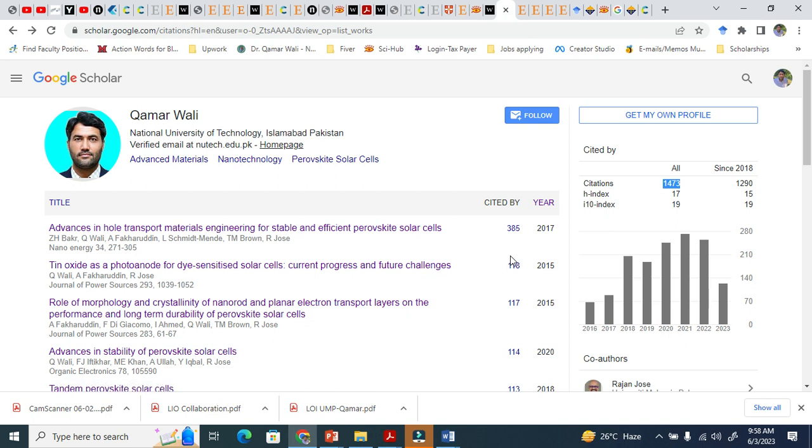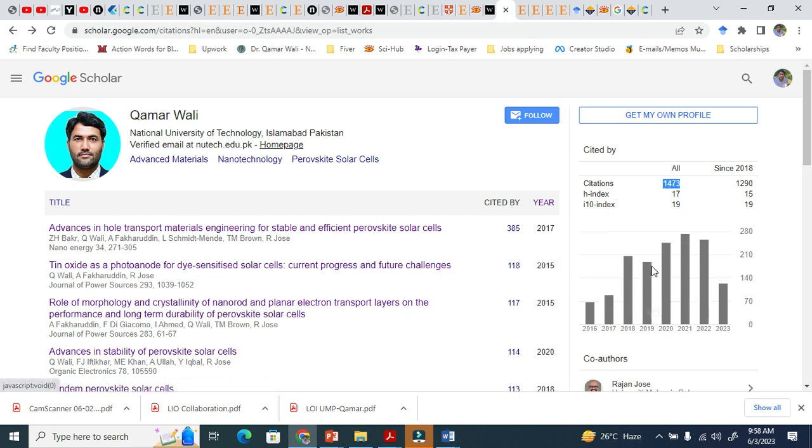This is what I say: if you are applying for a postdoc or PhD or whatever, people look into your profile here, Google Scholar or ResearchGate or Web of Science. So they're looking for citations, not the number of publications. Yes, the number of publications is fine, but when people cite your work, they acknowledge your work. This means your work has some value. So this is the most important parameter, citations, right?